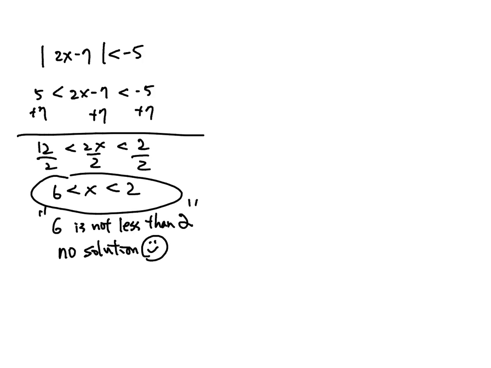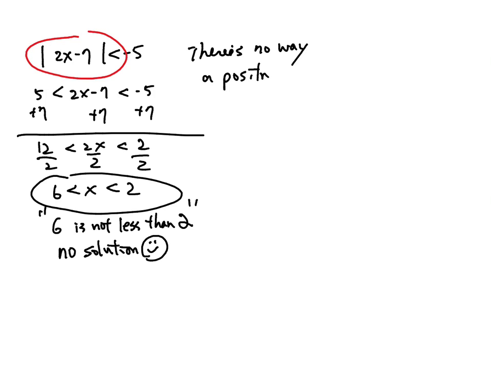Now, if you recognize this problem, you'll realize, hey, you know what? Absolute value is always positive. Right? Absolute value is always positive. There is no way a positive value can be less than negative 5. I probably shouldn't use the word that today. There's no way a positive value can be less than negative 5. So therefore, no solution.